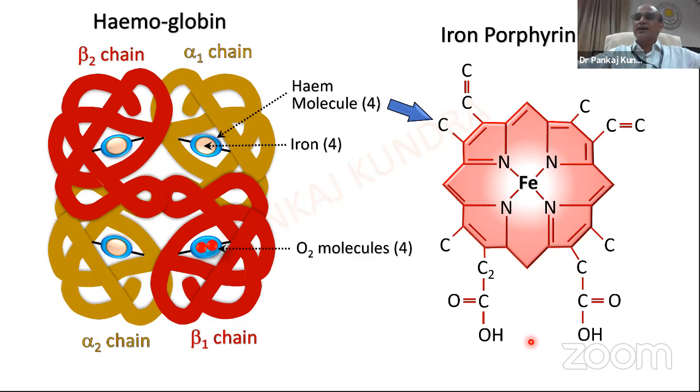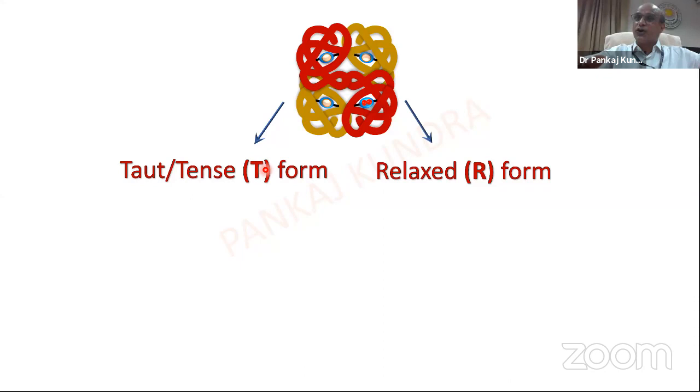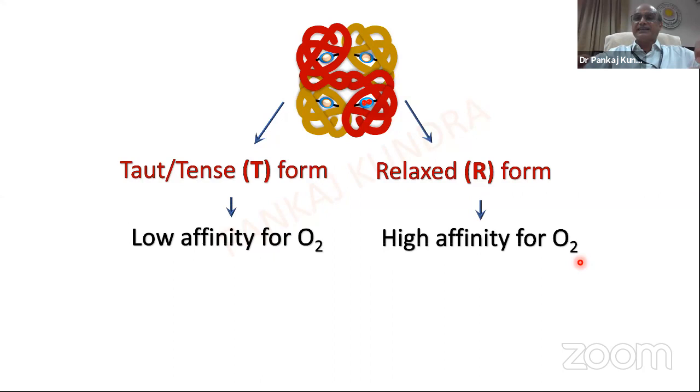Now, what happens to this hemoglobin? The conformational changes which happen in the hemoglobin are very important. This hemoglobin can exist in two forms. One is a tense form, the other is a relaxed form. What's the relevance? The tense form has low affinity for oxygen. That is, this is a deoxygenated hemoglobin. Whereas the relaxed form has high affinity for oxygen. So this is the oxygenated hemoglobin.